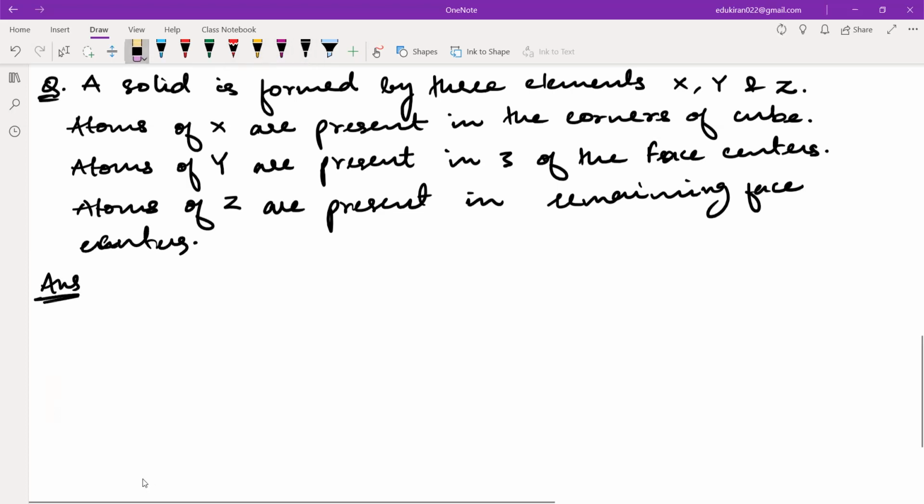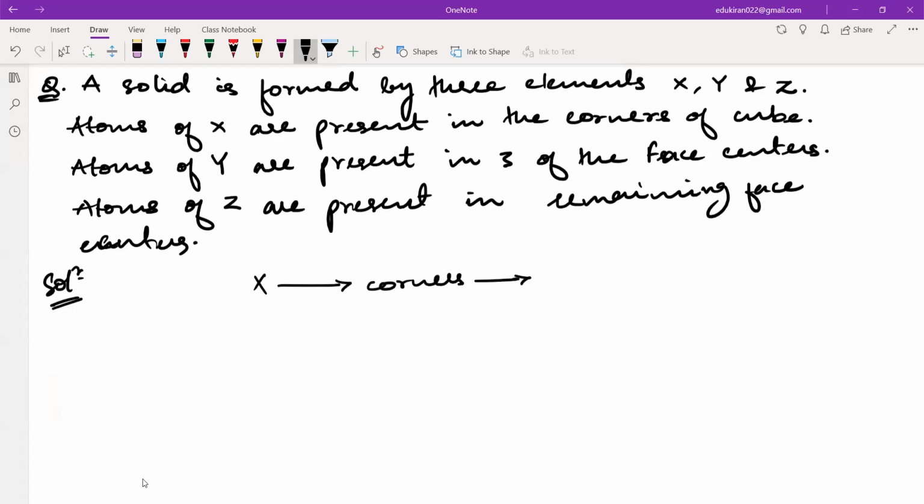You wrote the question, all of you? Yes, sir. Okay, now let's look at the solution. So in the solution, X is present at the corners. This will give me 8 into 1 by 8, which will be equal to 1.